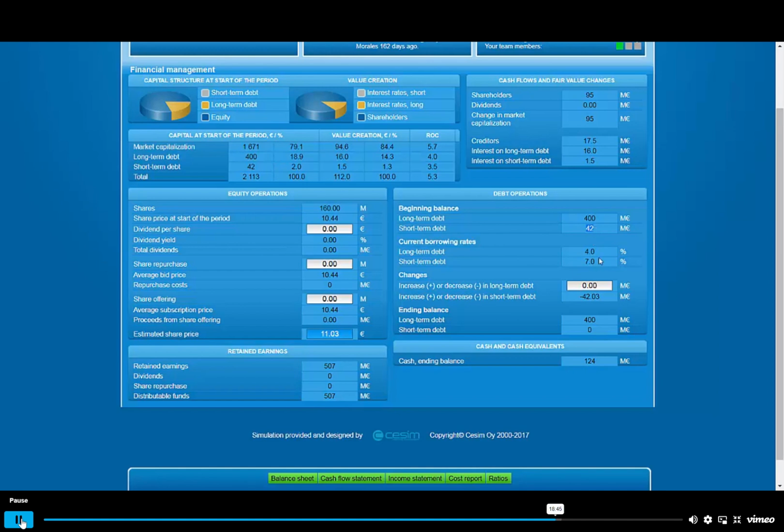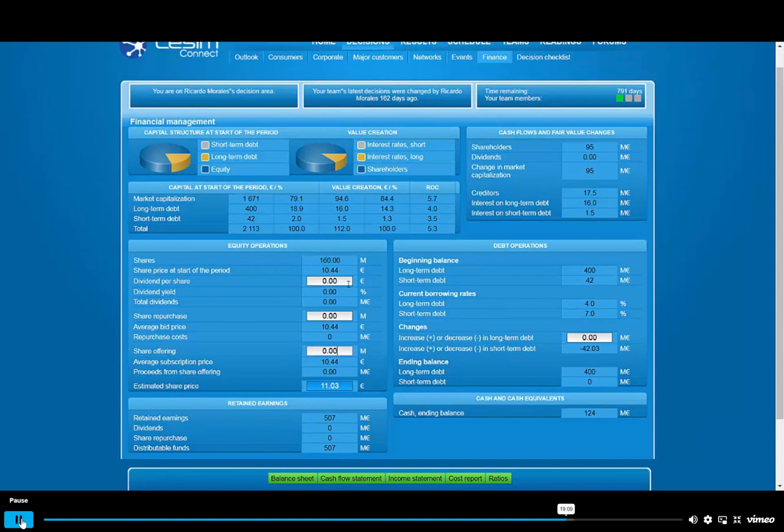And now we can see that the system, based on the cash flows that we have, is automatically paying off the short-term debt. So if we have the liquidity, then the system will automatically pay off the short-term debt, and then our ending balance is 0. So this is the minimum that you want to check, that you don't have any short-term debt in your budget at the end of the round.